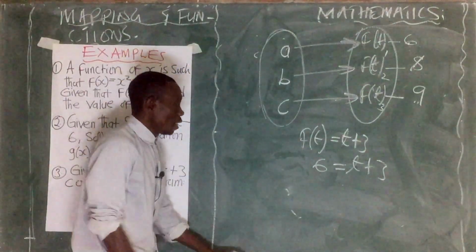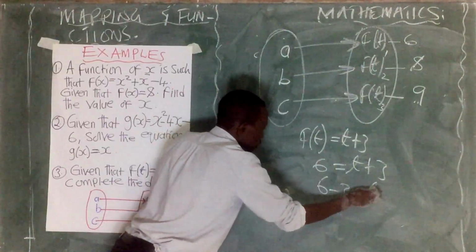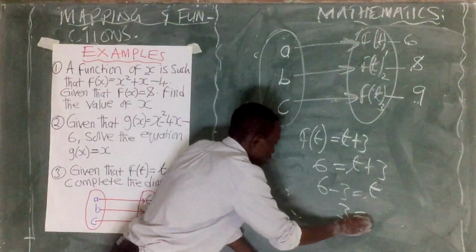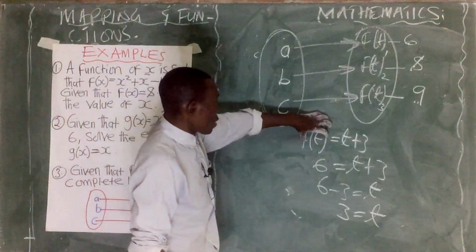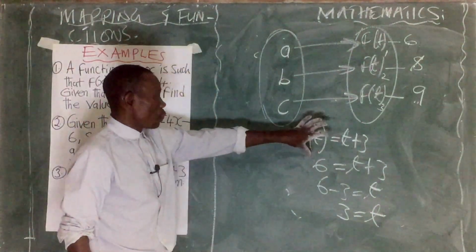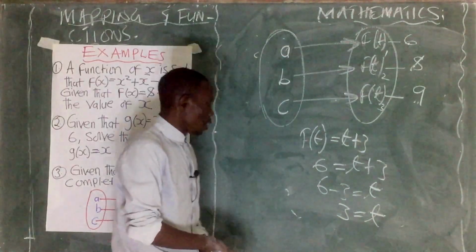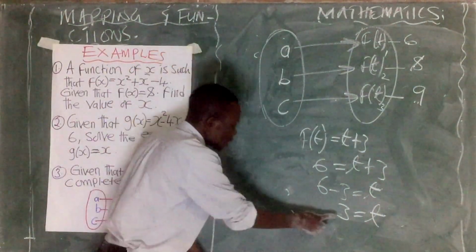So what I obtain will be 6 minus 3 is equal to t. So 6 minus 3, we get 3, and this is t. Right. f of t, I repeat, in this case, is 6. So in your function here, wherever you see f of t, substitute with a 6. Right. So it means in this case, t is 3.